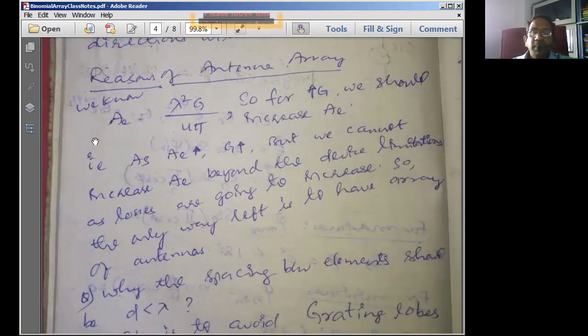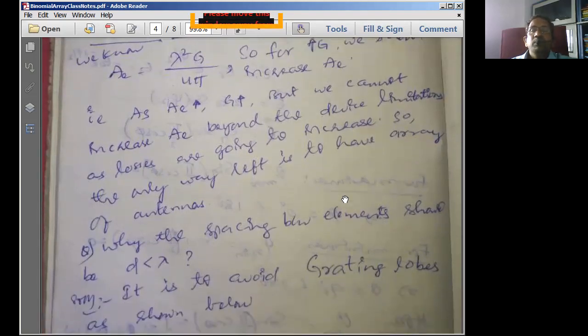As AE increases, the effective area of the antenna increases. As AE increases, what happens? The gain is also going to increase, but we cannot increase the AE beyond the device limitations. As you increase beyond that, losses are also going to increase inside the antenna. Because of these losses, once again, the signal cannot be radiated to a longer distance.